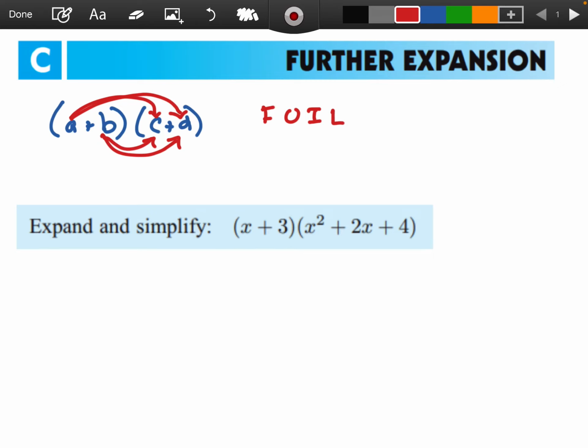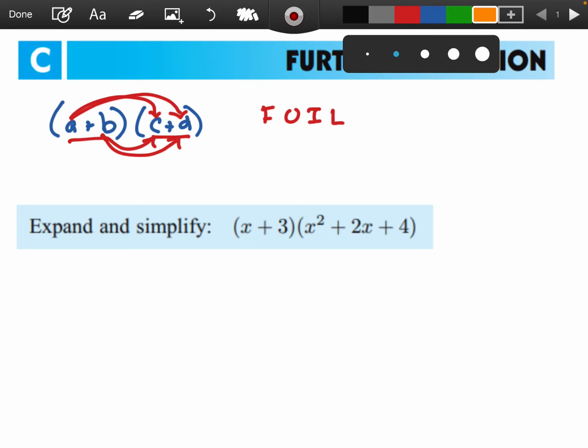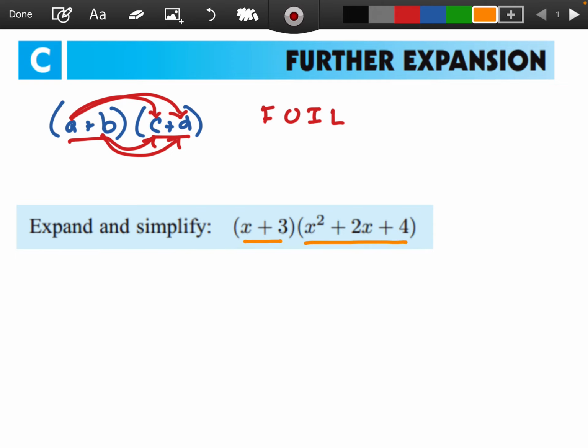So what happens if it's not a binomial, or two terms by two terms? What happens if, as seen in the example below, it's two terms by three terms? Or as we're going to see later, it's two terms by two terms by two terms, or some other kind of combination. Well, then we need what we call further expansion, which is essentially just FOIL, but more of it.